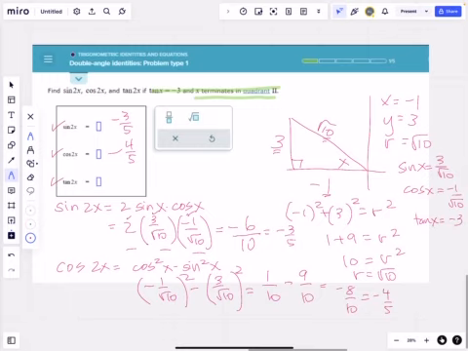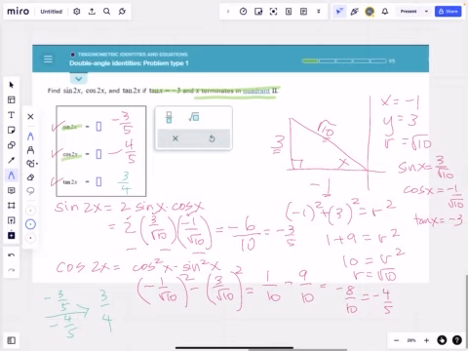Now if I have the sine of 2x and the cosine of 2x, then I can use them to find the tangent. It's easier than subbing in the formula. So I would do negative 3 over 5 over negative 4 over 5. And that's going to give us positive 3/4. And we should be good to go.